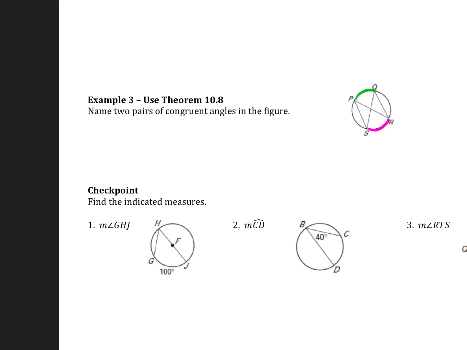All right, well, let's see. To intercept the pink arc, that would be angle P and angle Q. So angle P should be congruent to angle Q, right? Because they both intercept the pink arc, right? This angle and this angle both touch the pink one, right? If we go like this. And the green arc would be, which one? We'd have angle S and angle R. Okay, so angle S is congruent to angle R. Awesome. And that's it.